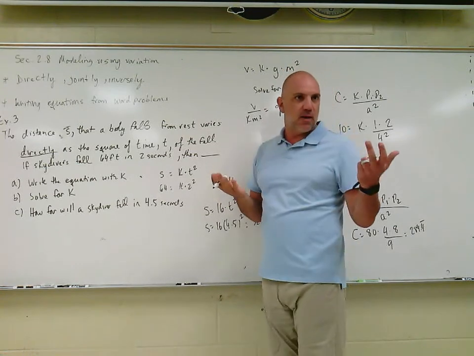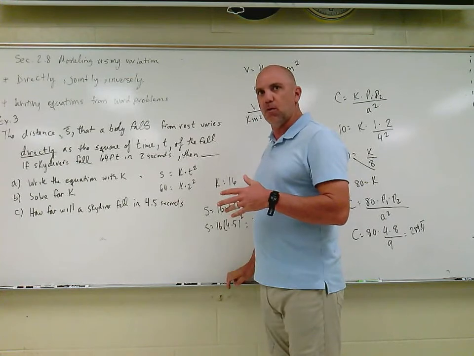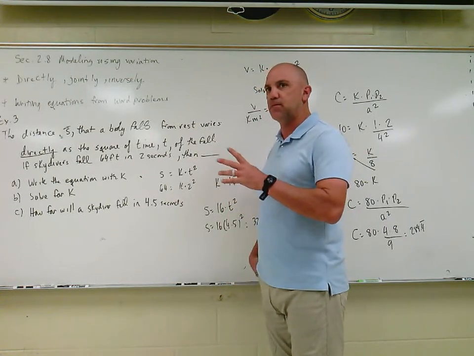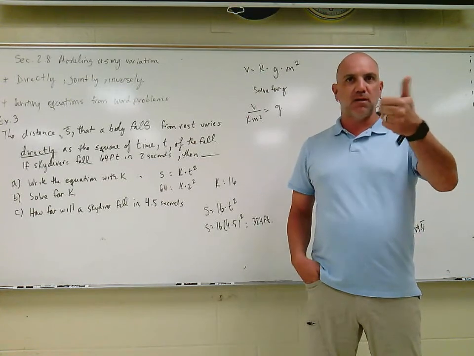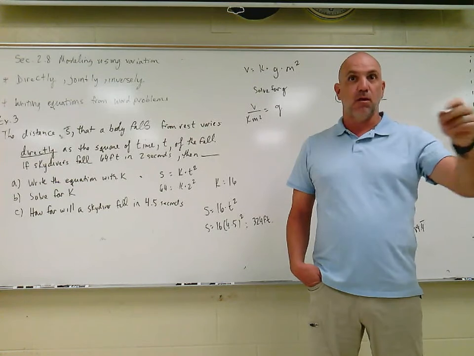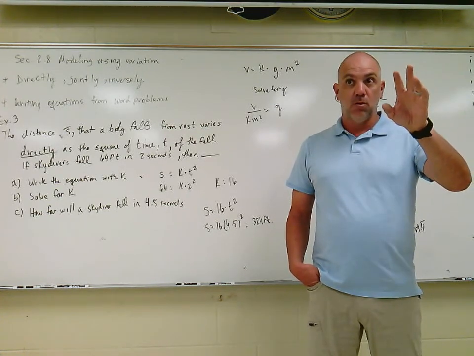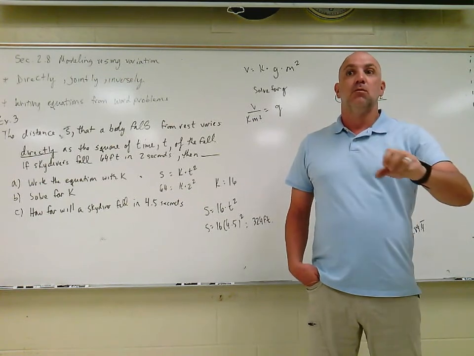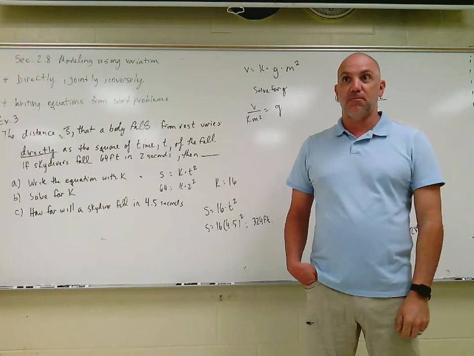If it asks you to do that, I'm just foreseeing what it might ask. I think you're gonna be okay. I don't think it's that bad. All right, just go through them. What are the 3 words? Directly, you just do what? K times whatever. Inversely, you do what? K over. Jointly, you do K times.